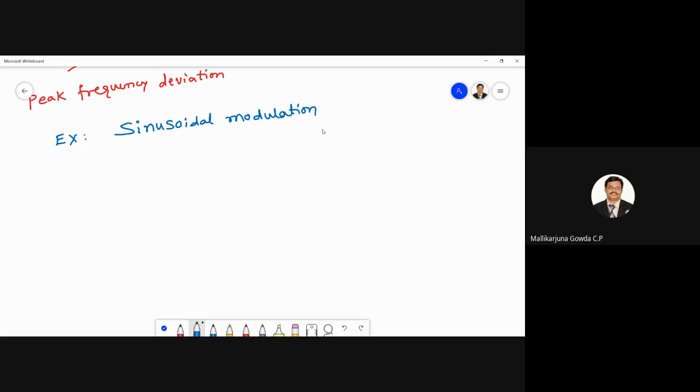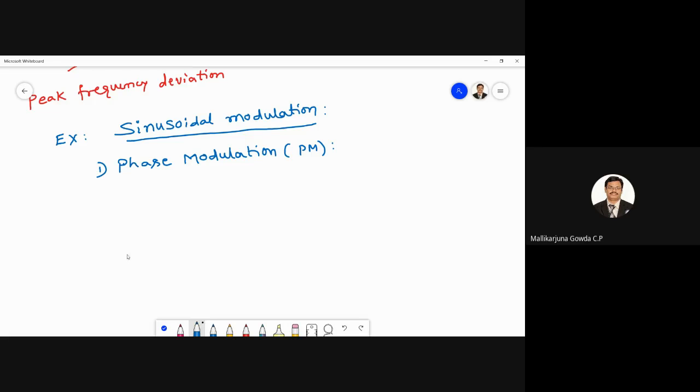So let us begin first with the phase modulation only, since we have discussed phase modulation first.